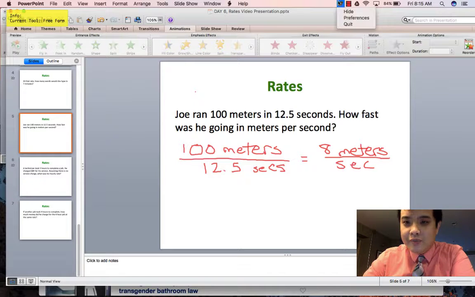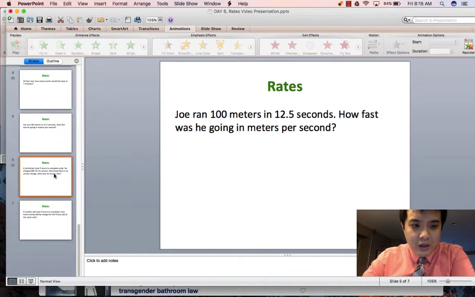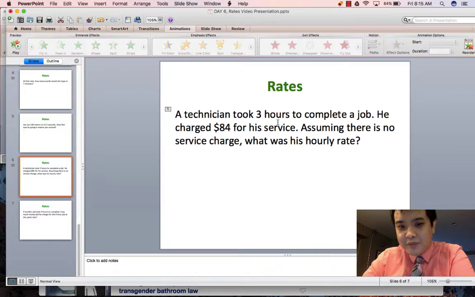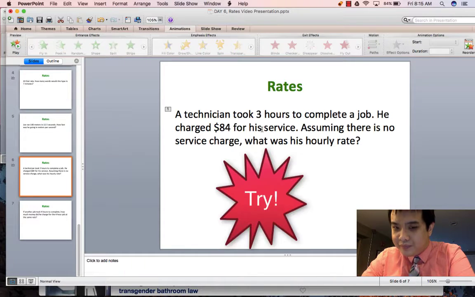Let's try another one. A technician took 3 hours to complete a job. He charged $84 for a service. Assuming that there's no service charge, what was his hourly rate? Go ahead and try this one on your own.